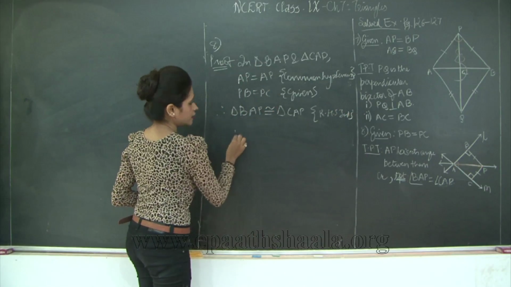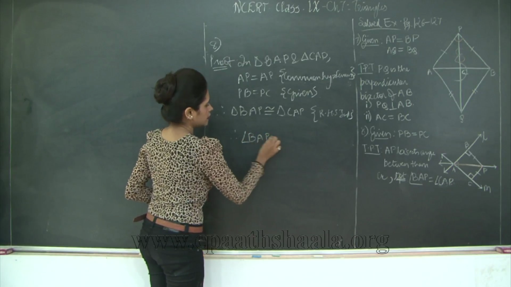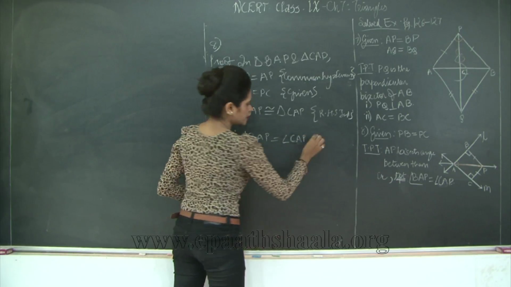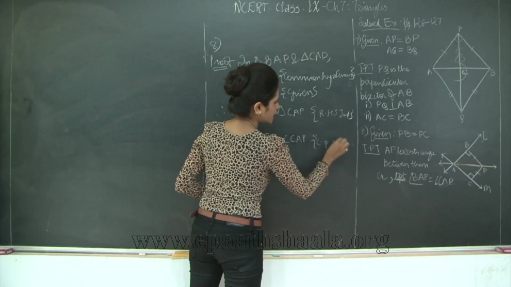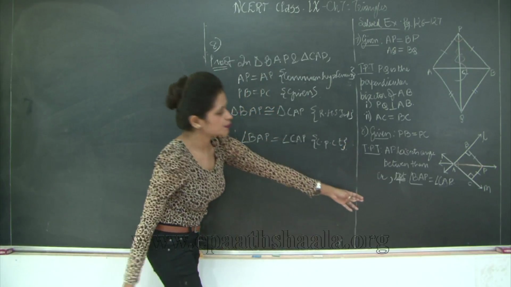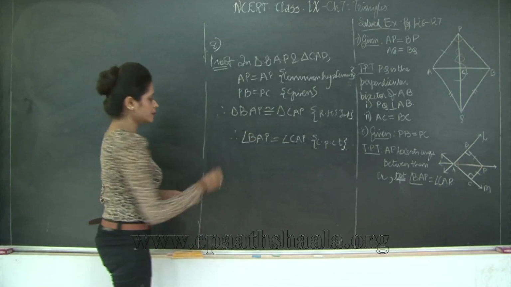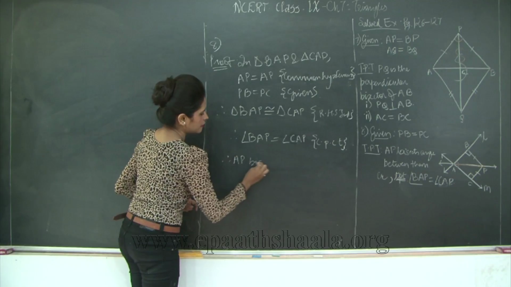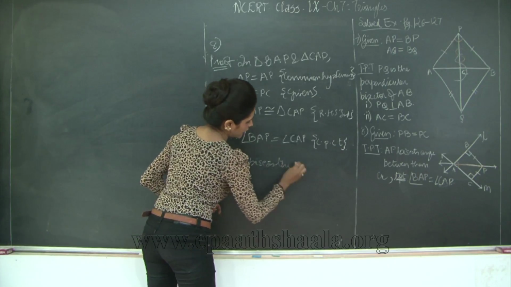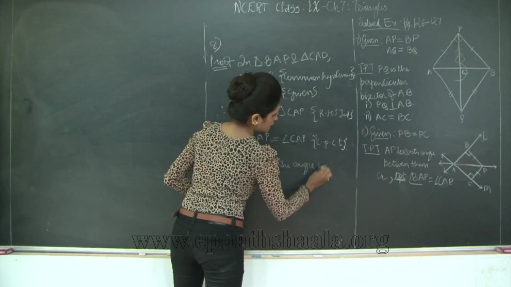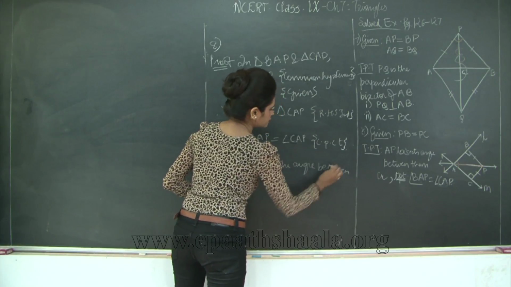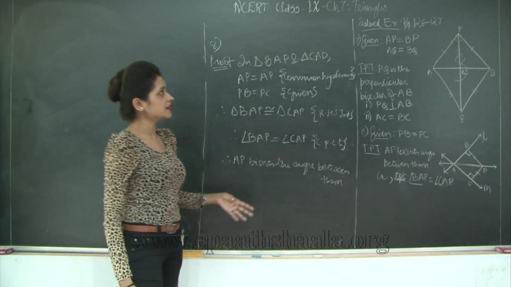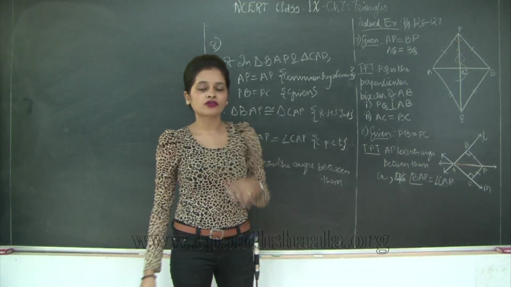Correct? Therefore, angle BAP is equal to angle CAP. Why? Corresponding parts of congruent triangles. Correct? Which is proof. Therefore, I will say AP bisects the angle between them. Hence proved. So, this was the solved example related to the different tests of congruency that we have learned.